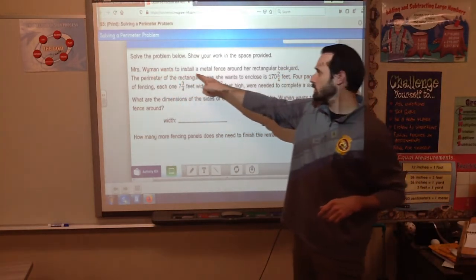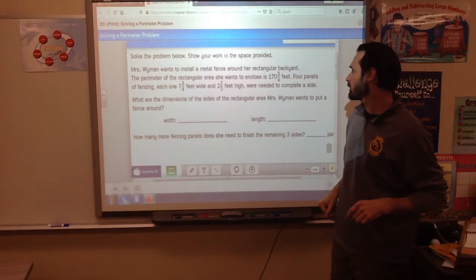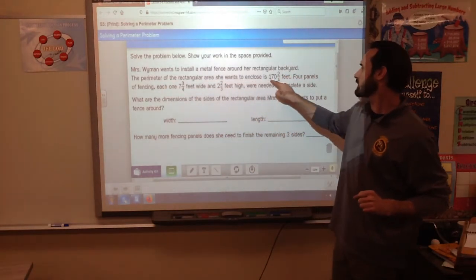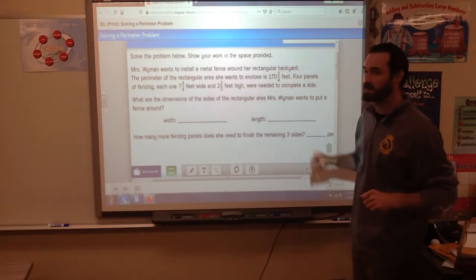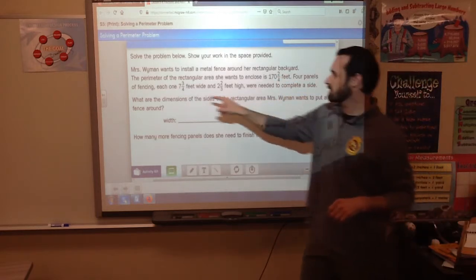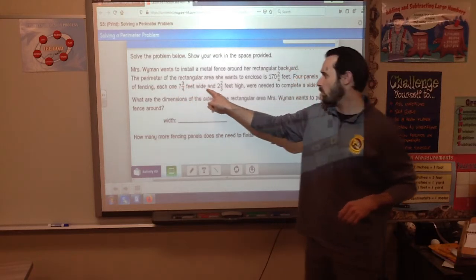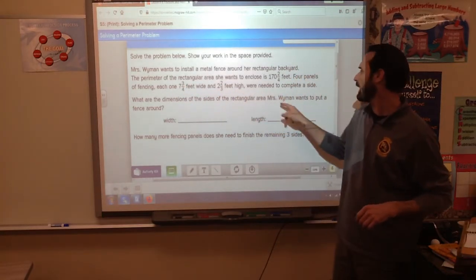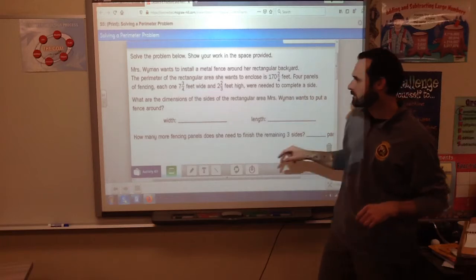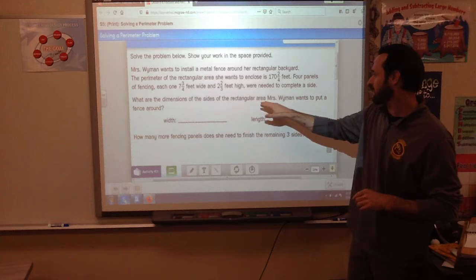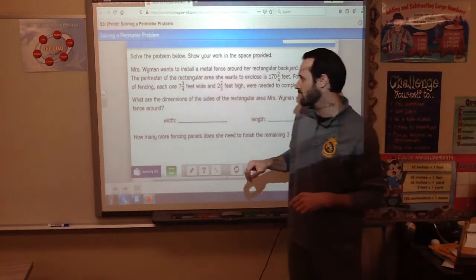It says, solve the problem below, show your work in the space provided. Mrs. Wyman wants to install a metal fence around her rectangular backyard. The perimeter of the rectangular area she wants to enclose is 170 2/4 feet. 4 panels of fencing, each one 7 3/4 feet wide and 2 2/3 feet high, were needed to complete a side. What are the dimensions of the sides of the rectangular area Mrs. Wyman wants to put a fence around?